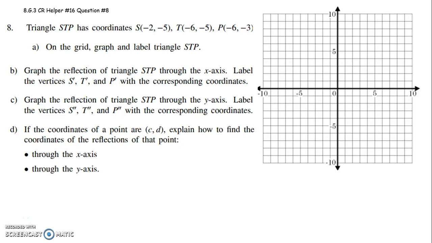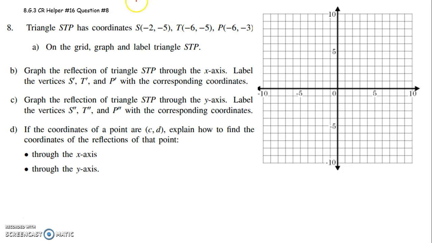All right, 8th graders, this is to help you with question 8 on CR16. Triangle STP has coordinates S (-2, -5), T (-6, -5), and P (-6, -3). On the grid, graph and label triangle STP. So that's what I'm going to do.